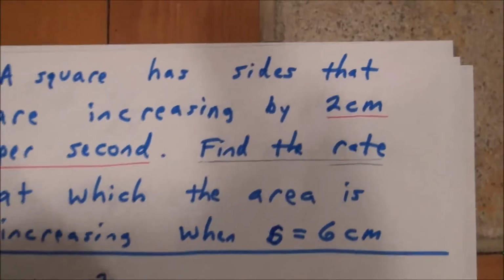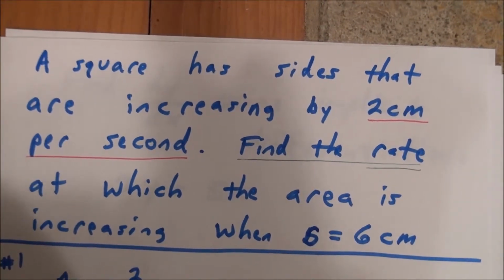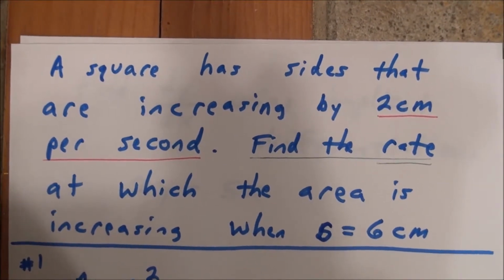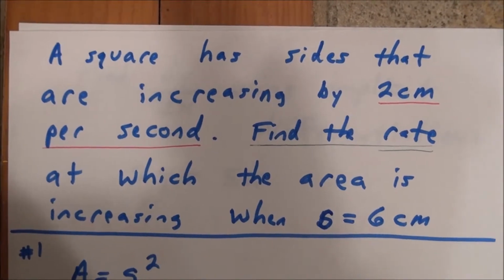Let's do a word problem. Let's do a related rates problem. We have a square that has sides that are increasing by 2 centimeters per second. Find the rate at which the area is increasing when the side is 6 centimeters. Clearly that's an s, okay?